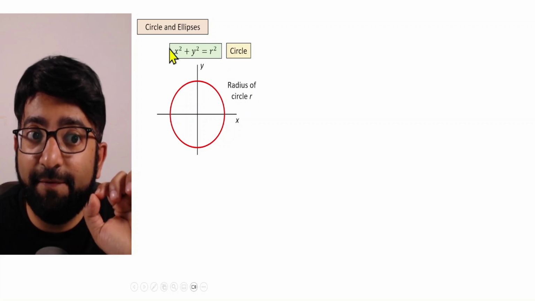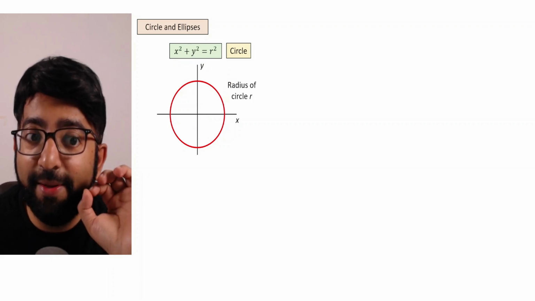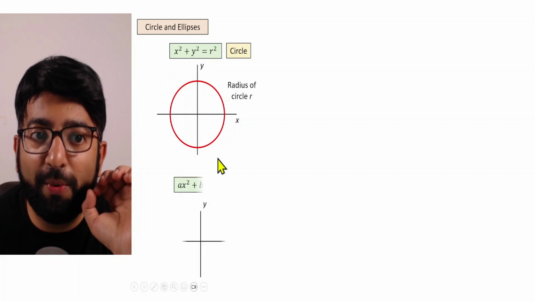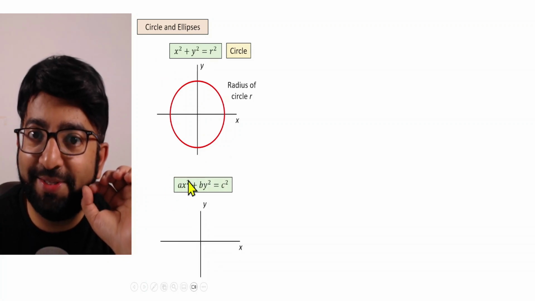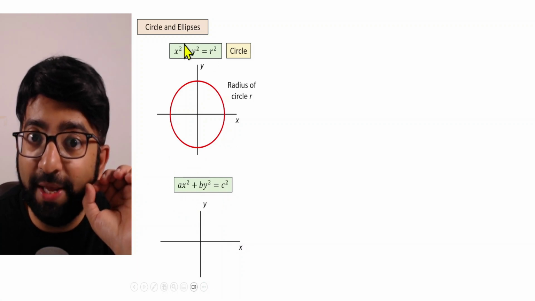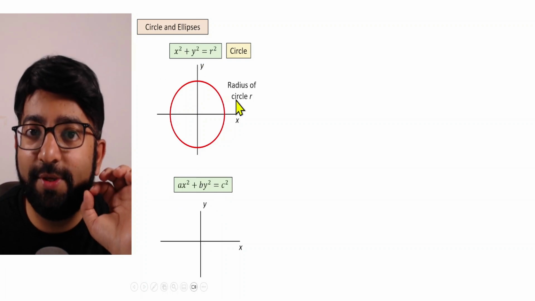But the key thing is, if you have x squared plus y squared, then the center of the circle will be the origin, 0 comma 0. Now let us consider a more general equation. If the equation looks like this, ax squared plus by squared is equal to c squared. In the previous case, the value of a and b was 1. That's why it was a circle.